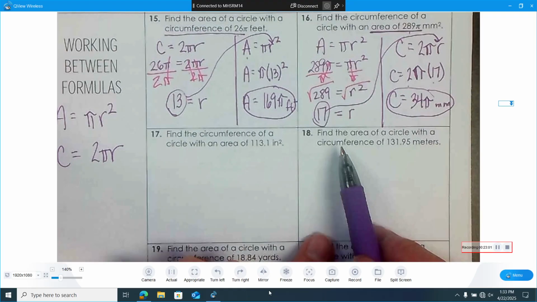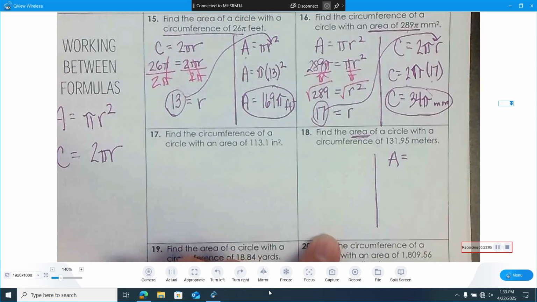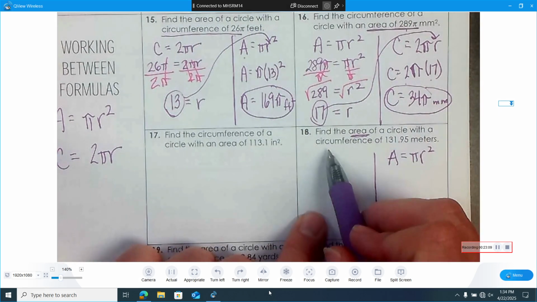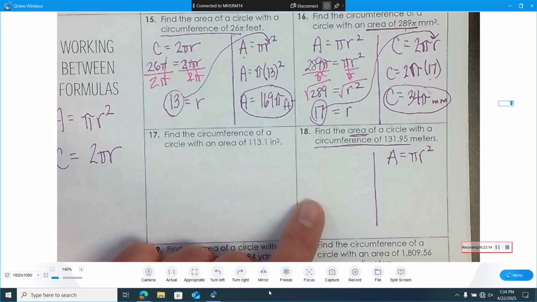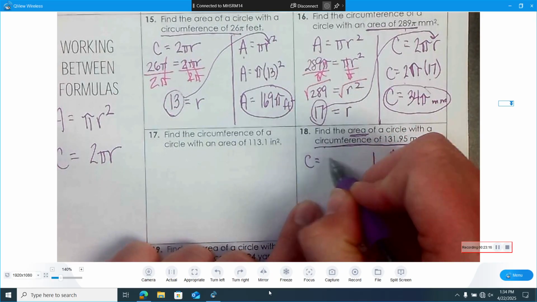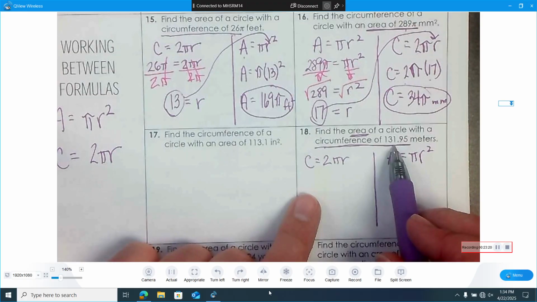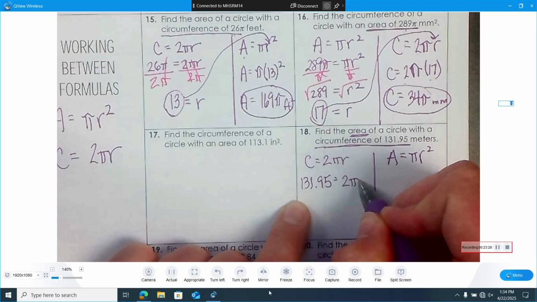Okay. All right, it says find the area. So we want to find area when we're done. Find the area of a circle with a circumference of 131.95. So we're starting with circumference. Where do I put the 131.95? C, yeah, 131.95 goes 2 times pi times r.